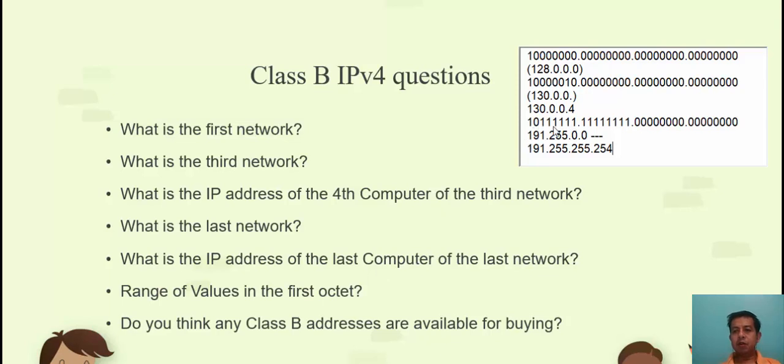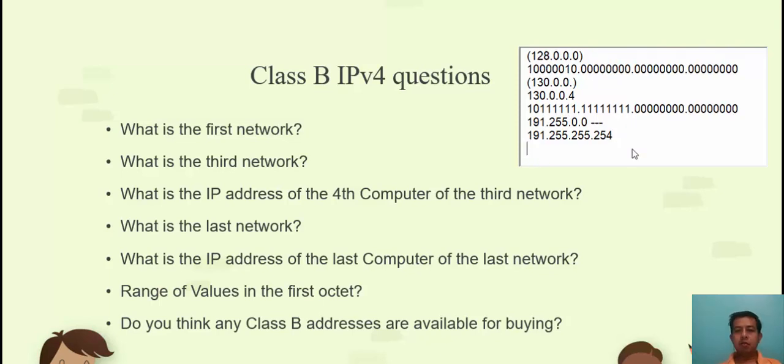Range of values of the first octet. This is our first octet. So the first octet starts from 128 and it goes up to 191. So the range of values in the first octet goes from 128 up to 191.